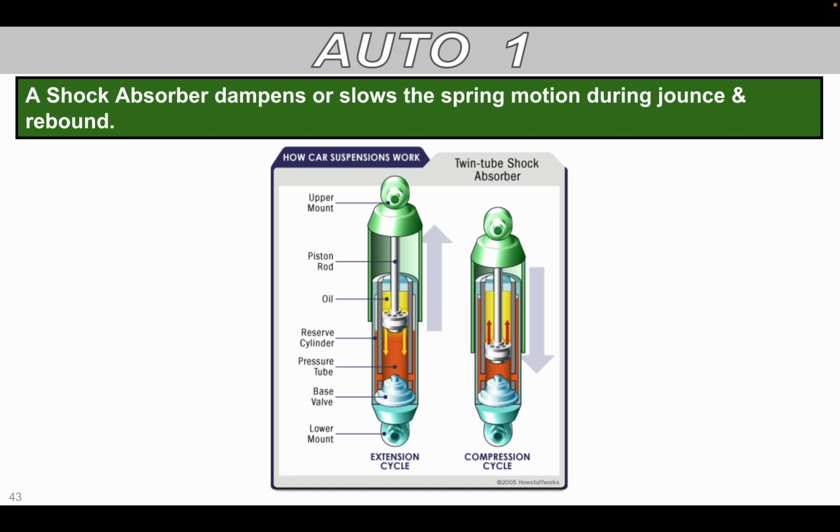So, first off, what is a shock absorber and what is its purpose? Two things that we're highlighting here. The shock absorber dampens or slows the spring motion during jounce and rebound. That's its purpose. That's what it's there for.